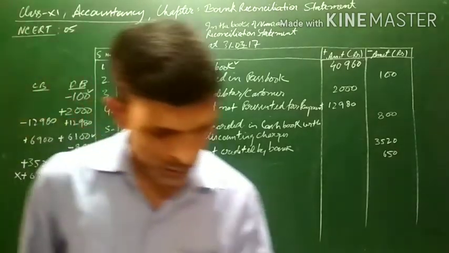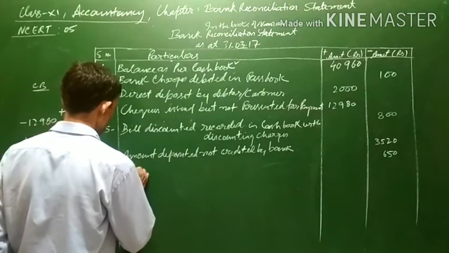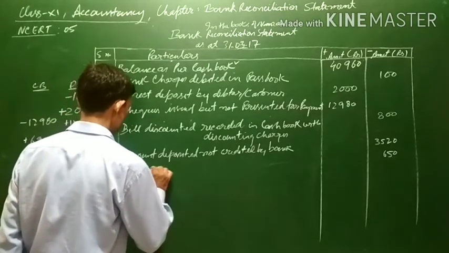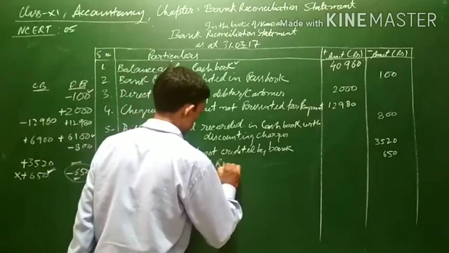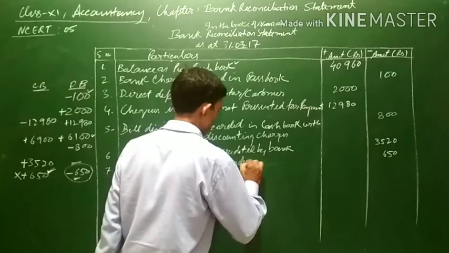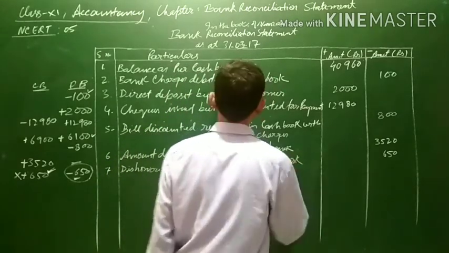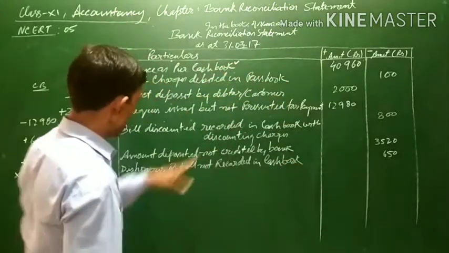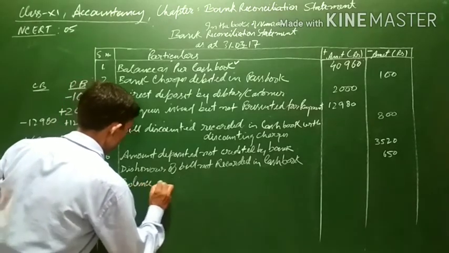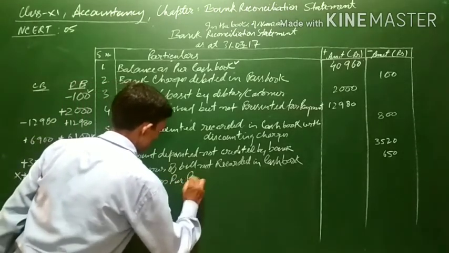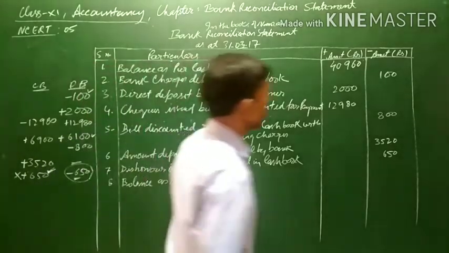This is the bill dishonored. Dishonor of bill not recorded in cash book. Now the balance as per cash book we have started with, and the balancing figure will be the balance as per passbook. Balance as per passbook. Now let us see what is the balance.